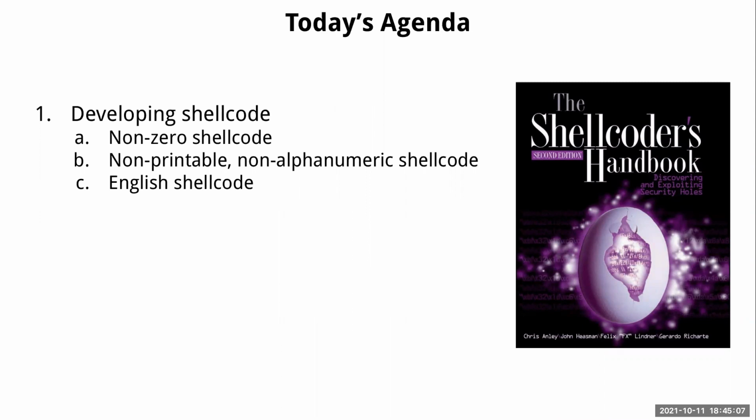First, most likely you don't want zeros in your shellcode, because a lot of the string functions stop at 0. Then there are shellcodes that are just alphanumerical characters. There are even English shellcodes.